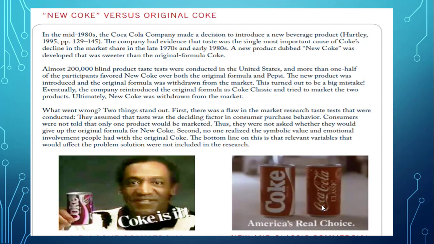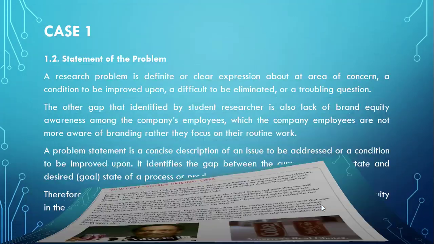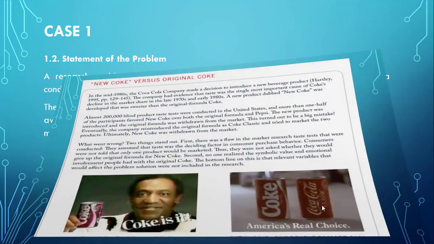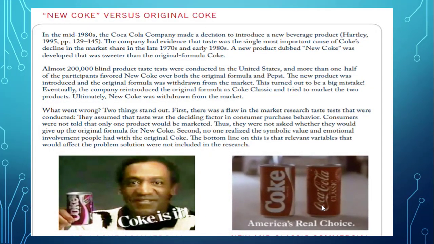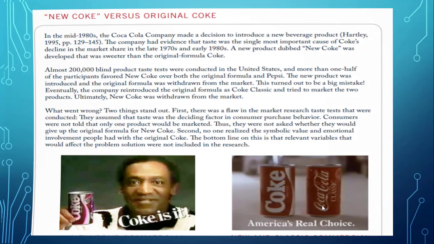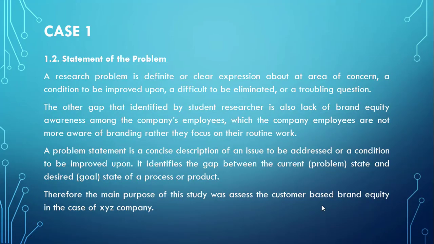So this is one example that happened in the 1970s and 1980s regarding Coca-Cola. The rest you can read and understand what the problem is. Later, Coca-Cola changed this package to Coca-Cola Classic, the package that you see on the right side. This is just a case example that will help you understand how to write a statement of the problem. I provide you with two case examples.